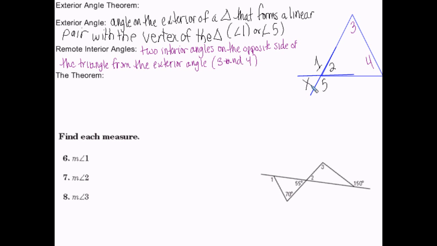So the remote interior angles: if you take the corner where you are, the remote interior angles are on the other side of the triangle. Think of remote places as far away. So your remote interior angles are far away from the exterior angle. Just take the corner that you're at and get rid of it, and you've got the other two corners. And those are the remote interior angles. Does that kind of make sense?